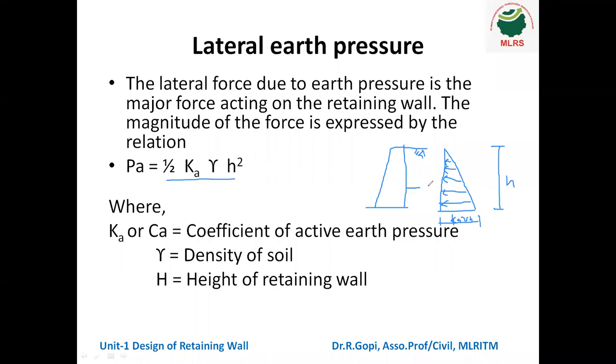So Pa acts here. It always acts at the centroid. Suppose this is the triangle, what is the centroid formula? From the base it is one third, and from the top edge it is two thirds. So here you can see this Pa value is acting at one third of H, so it is called H/3. So this active lateral earth pressure acts at a height of H/3 from the base, and the formula is half into Ka gamma H square. Okay, students.